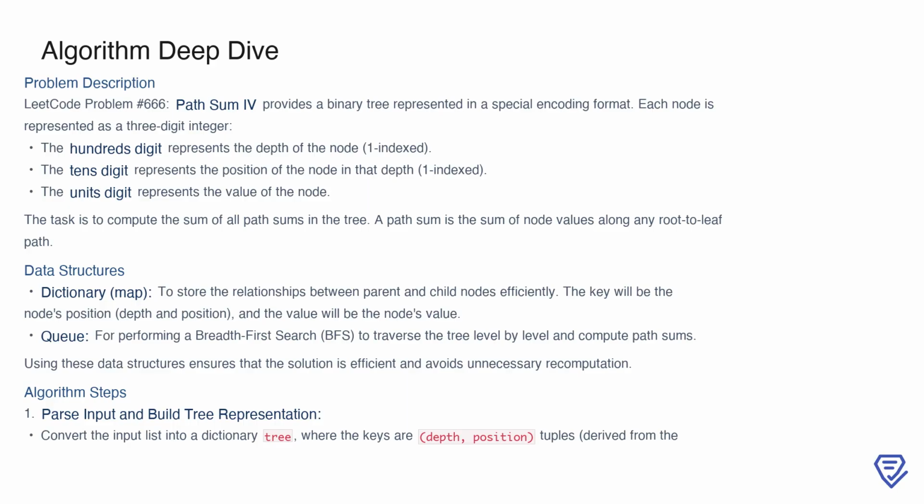To solve this, we'll use a dictionary to store the tree structure where keys are tuples of depth and position, and values are the node values. Additionally, a queue will help us traverse the tree level by level using breadth-first search, enabling us to compute path sums efficiently. These data structures ensure that we process each node just once and avoid redundant computations. The algorithm can be broken down into key steps, starting with parsing the input and building the tree representation.